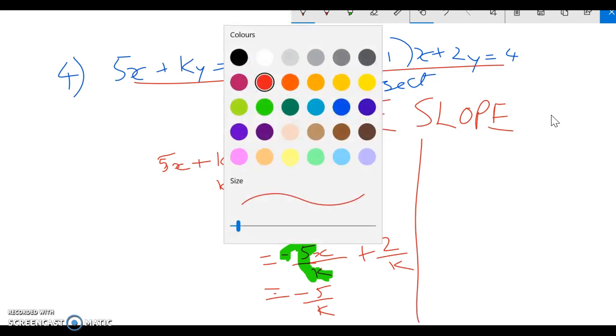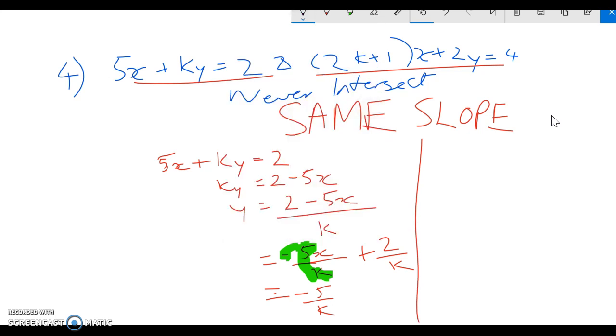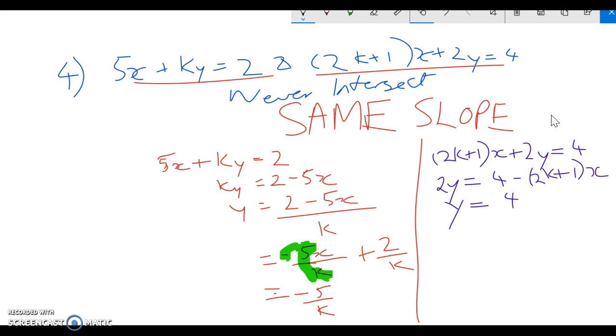So that's that one. What about the other one? Let's use a different colour. So we've got (2k plus 1)x plus 2y equals 4. I'm going to try and get y, so I'm going to do 2y equals 4 take (2k plus 1)x. So take that from both sides, then I'm going to divide everything by 2, which is going to give you 4 take (2k plus 1)x divided by 2. Alright, so y is going to equal 4 over 2, take (2k plus 1)x over 2.